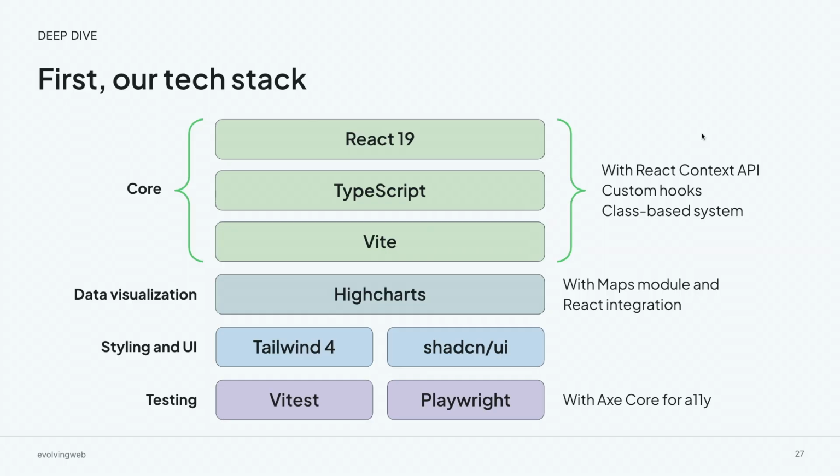We are also using Vite, and the library we are using for the data visualization is iChart. Then for the styling and UI, we are using Tailwind 4 and ShadCN UI, which is using Radix UI. And then we are using some testing framework. We are using Vitest with React Testing Library for the unit testing.